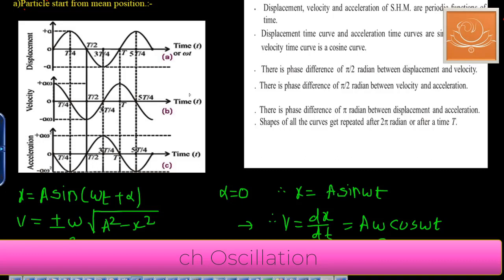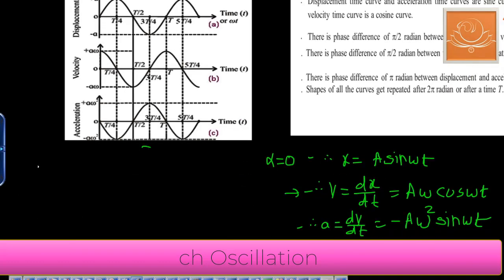Now how to draw this graph from these equations? We have to find the values of x, v and a at some phases, for which the time equals 0, T by 4, T by 2, 3T by 4 and T. Now see how to find these values, the time t and corresponding phase.